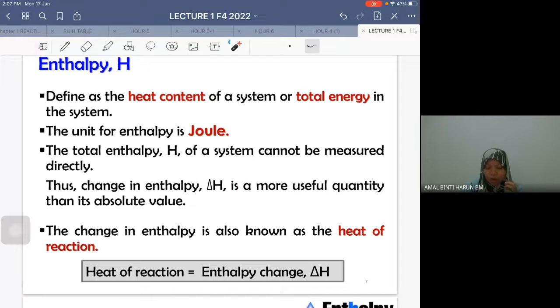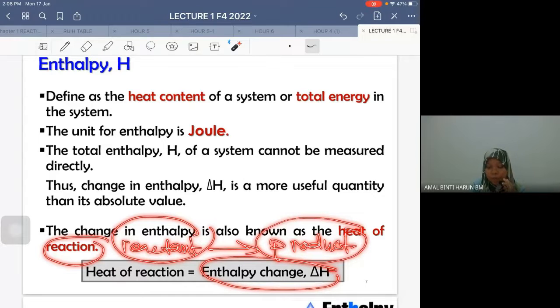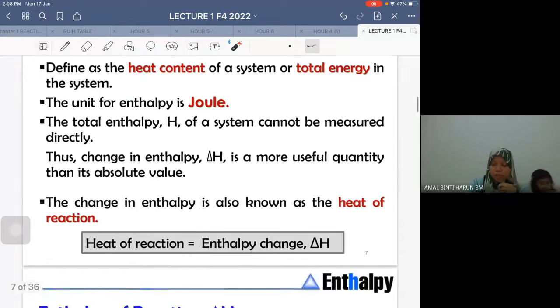Okay, then we call it as heat of reaction. Heat of reaction maksudnya bila katakan reaction, that is a reactant and it is transformed to the product. Okay, when during this transformation there is energy changes. So we call it as enthalpy change. Okay, maksudnya reactant ada tenaga, produk ada tenaga, perbezaan produk dan reactant akan menghasilkan perubahan ataupun difference in the enthalpy. So we call it enthalpy change.